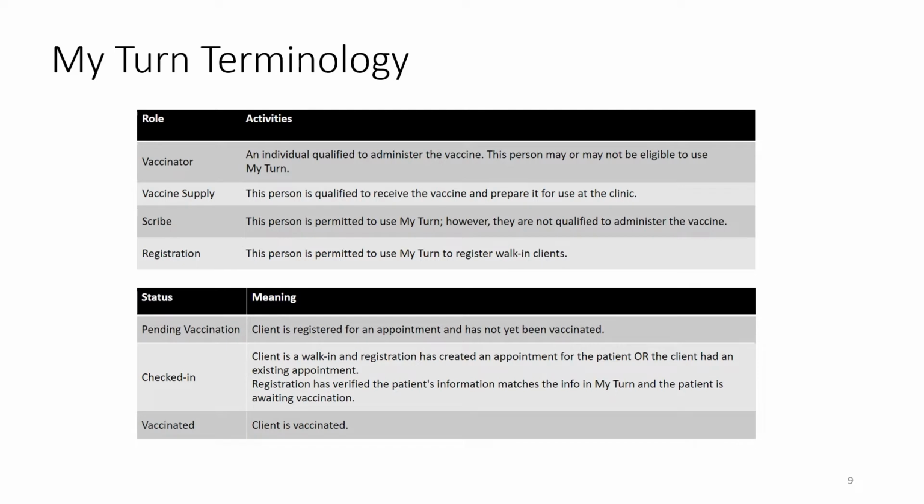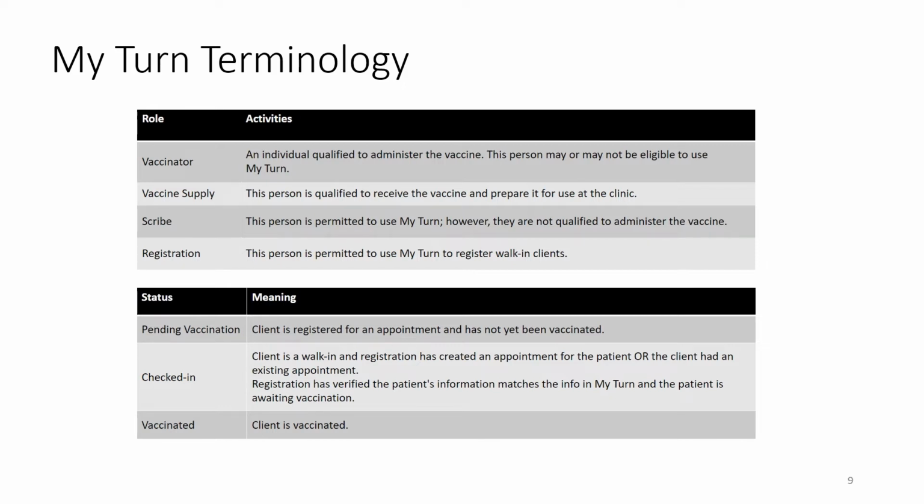Before we go over how to use My Turn, we want to define some important terminology. Take a look at this table on the top. The roles in My Turn include vaccinator, vaccine supply, scribe, and registration. The vaccine supply role is the same as the vaccine manager role at our clinics. A scribe is a person that uses My Turn to document a vaccine. They sit with the vaccinator at their table. Registration workers are people who work to check in clients and make walk-in appointments.